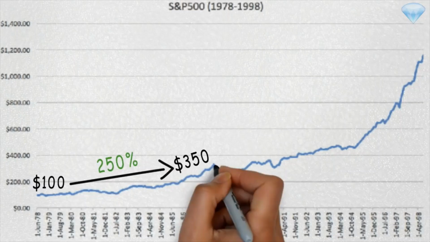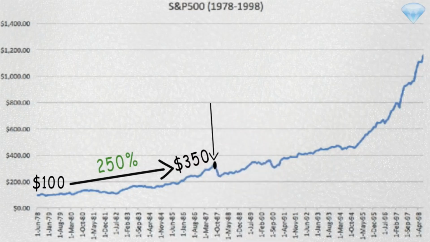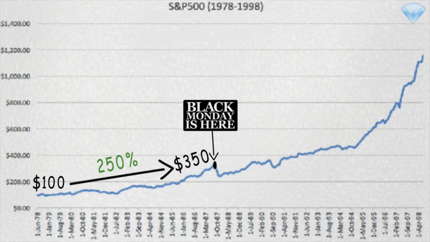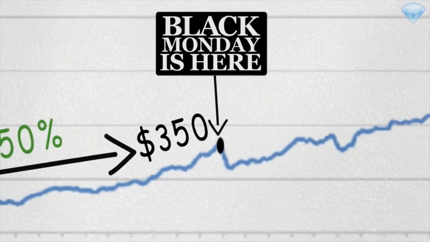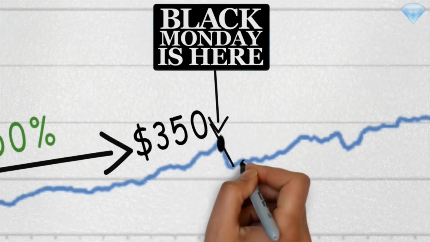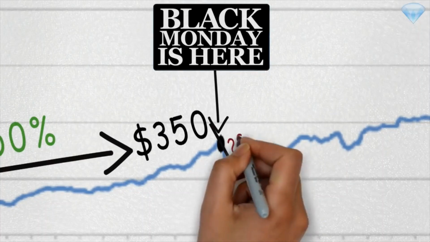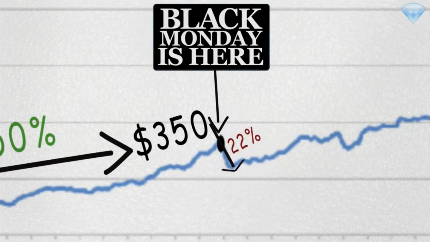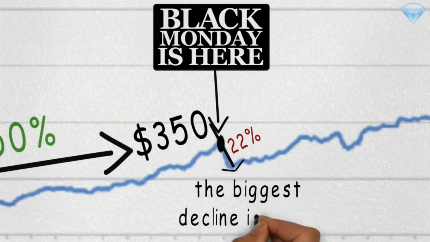But not everything looked so great. Black Monday, October 19, 1987. Stock markets around the world crashed. The crash began in Hong Kong and spread to Western Europe, hitting the United States after other markets had already sustained significant declines. The stock market dropped more than 22% in a single day. This is the biggest single-day decline in stock market history.